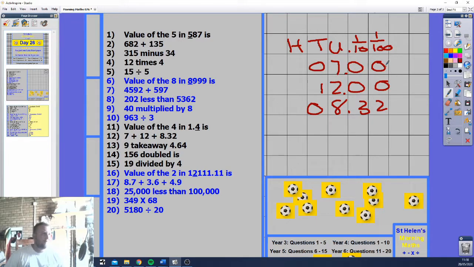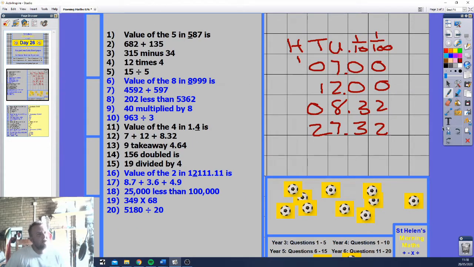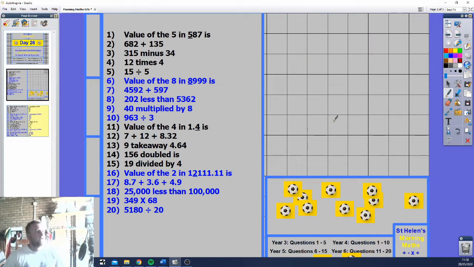So now I've got digits in every single space. When I'm adding, I can see it very, very clearly. 2, that's 3. 7 plus 2 is 9. 9 plus 8 is 17. 1. 1 plus 1 is 2. 27.32. You get this kind of question right by being careful with your calculations.